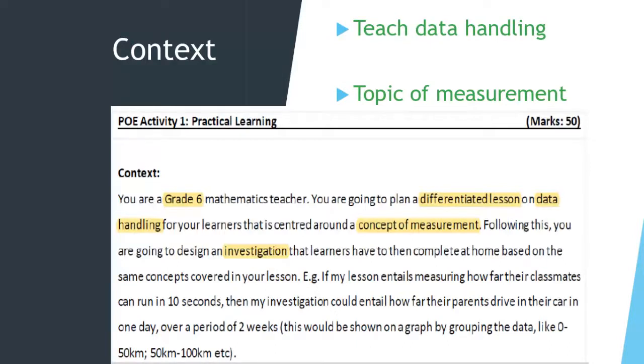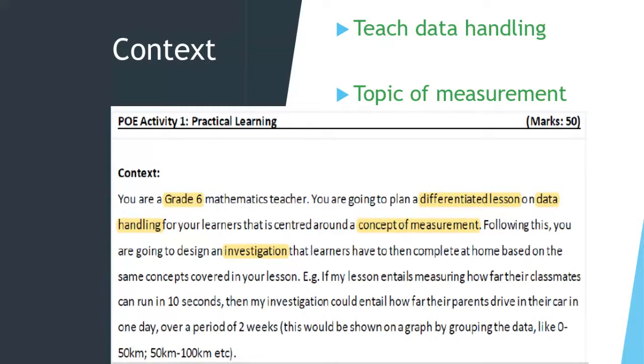We've got a context that is given to you in your portfolio of evidence. So they say you are a grade 6 math teacher and you are going to plan a differentiated lesson on data handling for your learners that is centered around a concept of measurement. Following this, you are going to design an investigation that learners have to then complete at home based on the same concepts covered in your lesson.